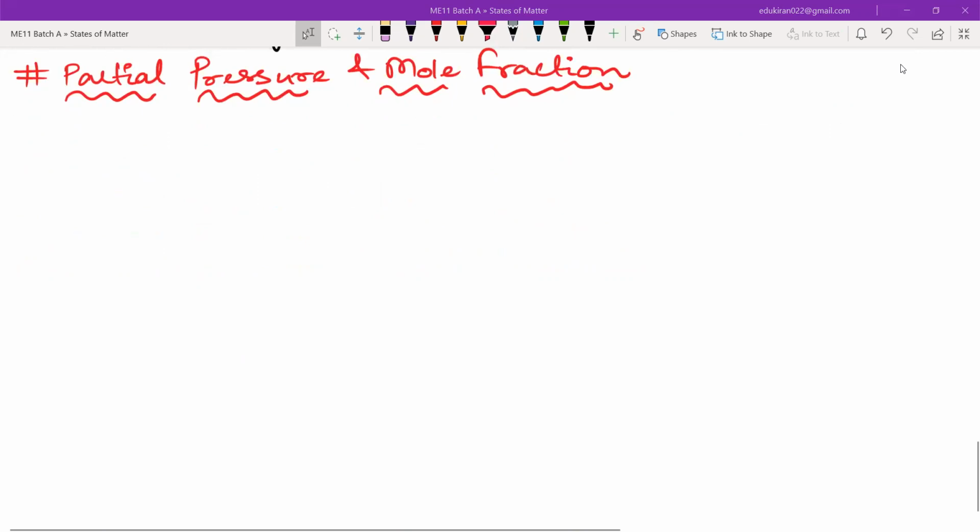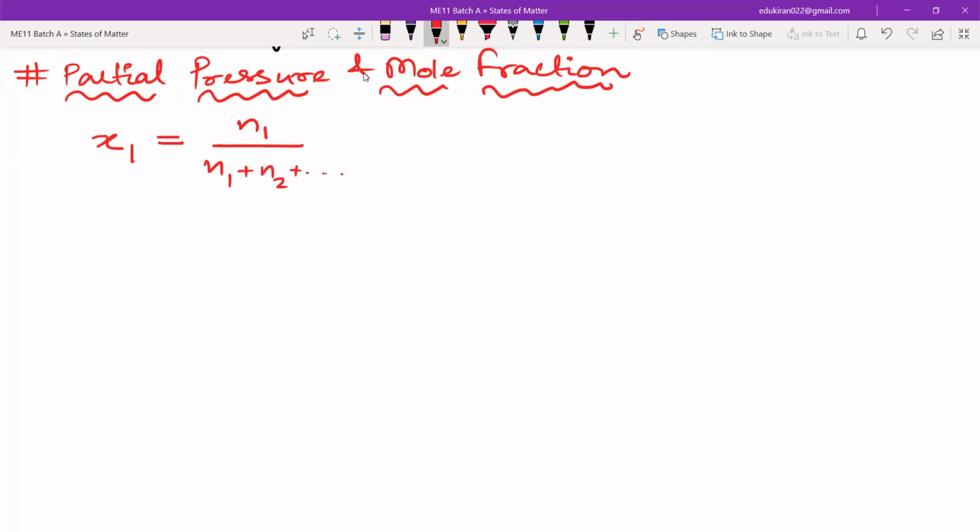Partial pressure and mole fraction. So what do we know about the mole fraction and partial pressure? What should be the relationship here? Mole fraction is equal to the number of moles of A divided by the total number of moles. So for example, chi A is the number of moles of 1 divided by the number of moles of 1 plus number of moles of 2 and so on. It depends how many atoms are there.